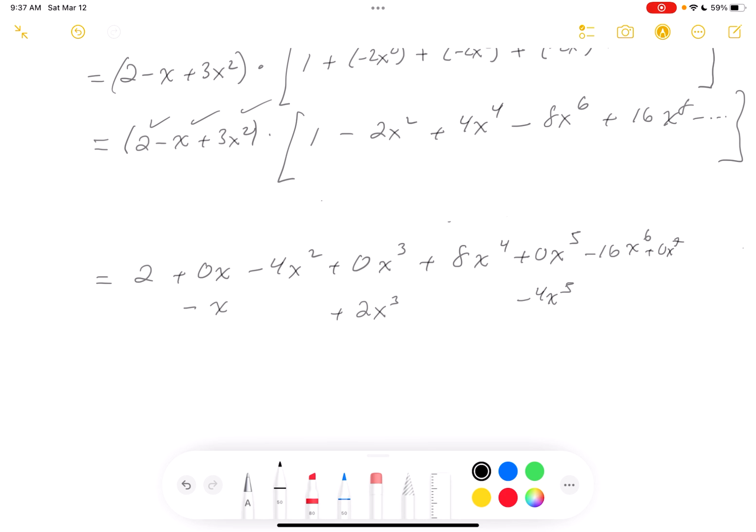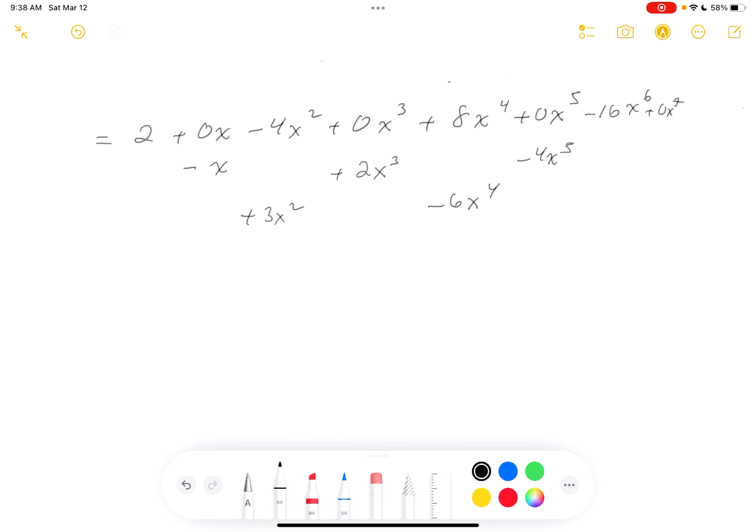Let's do the next one. A little bit easier. Let's put this down. So it's going to be plus 3x squared. Right? And then you're going to get what? Minus 6x to the 4th. And then what are you going to get? Let's see. I'm not going to go there. All right? So I'm just going to add it together now.